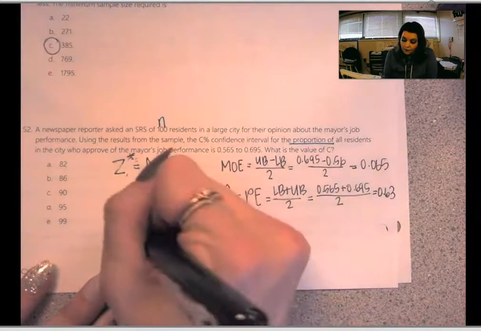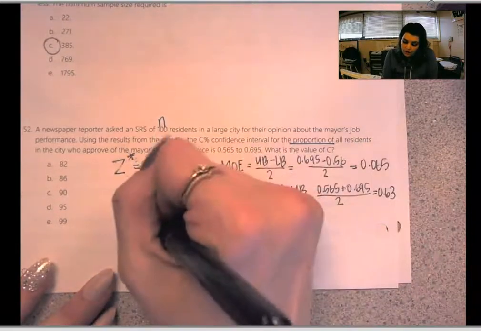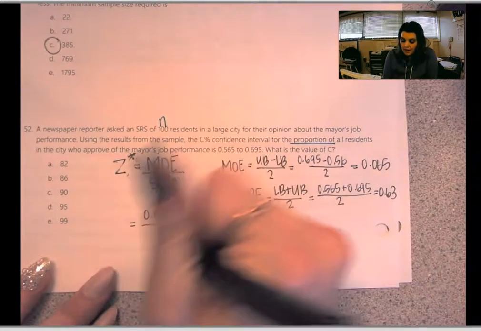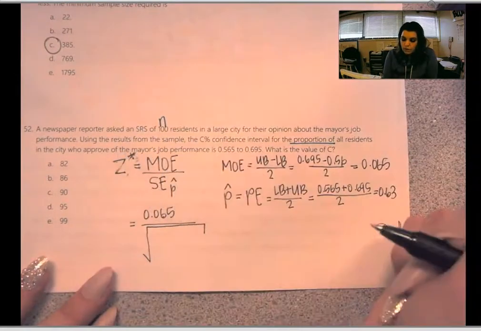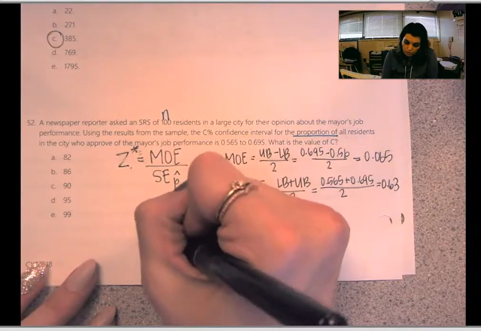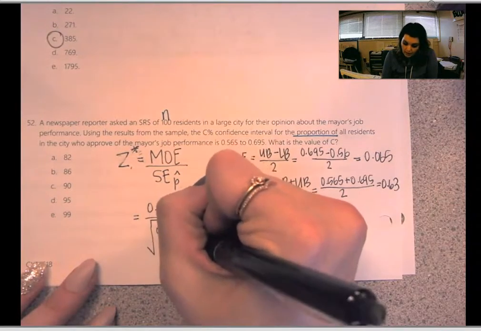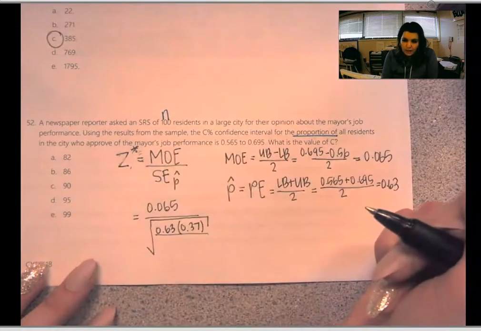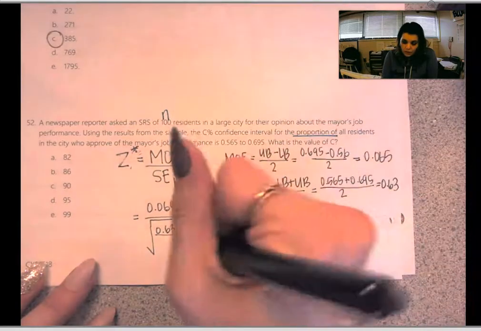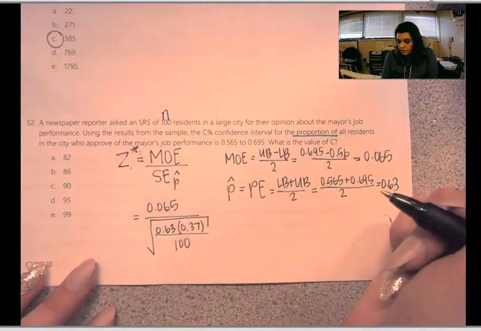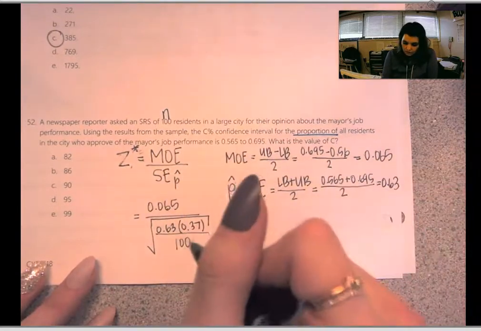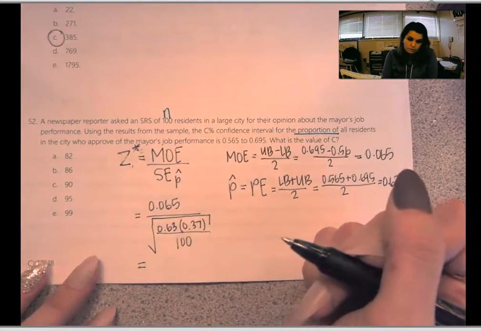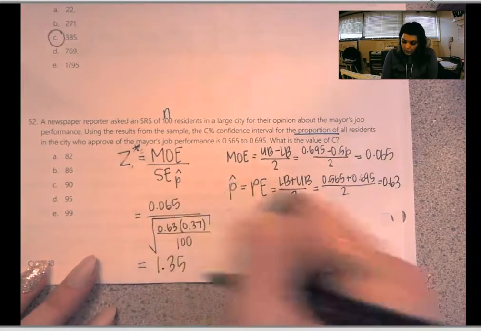So now to find Z critical, margin of error is 0.065 over the big root of 0.63 times 0.37 divided by 100. Plug that all in, and we get a Z critical of 1.35.